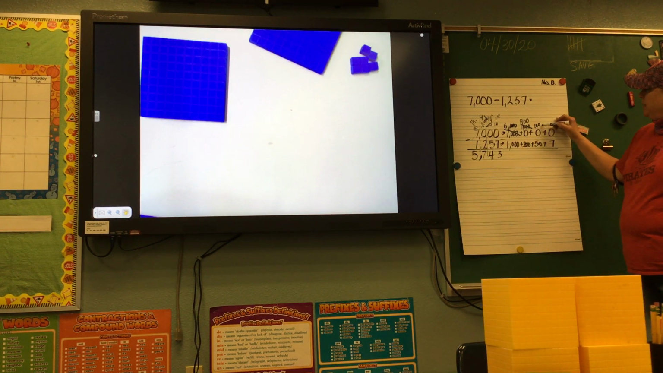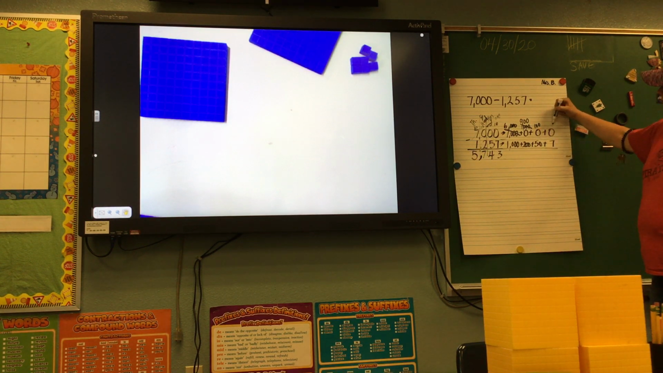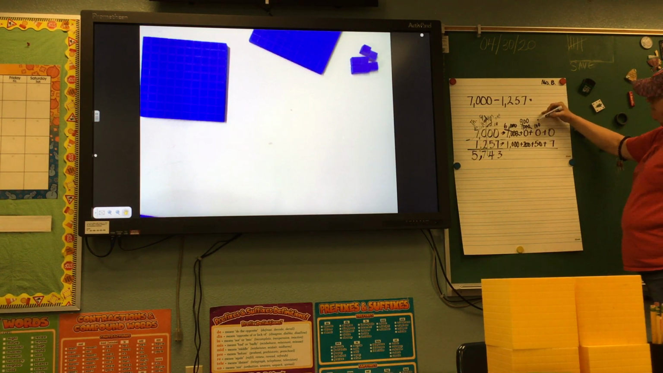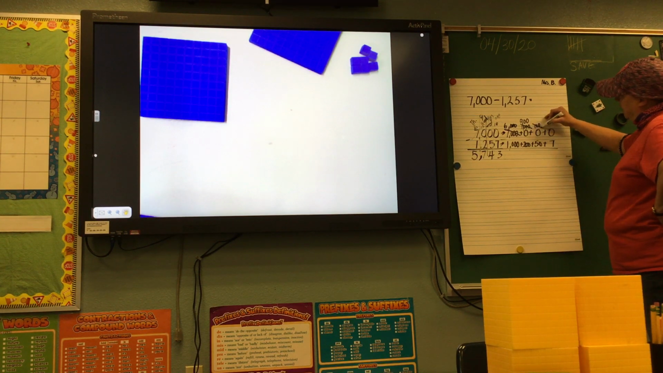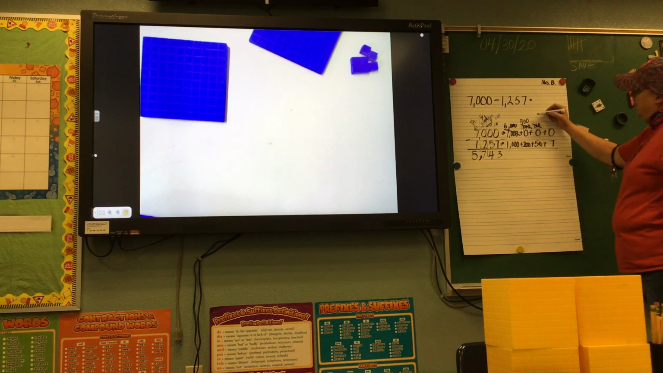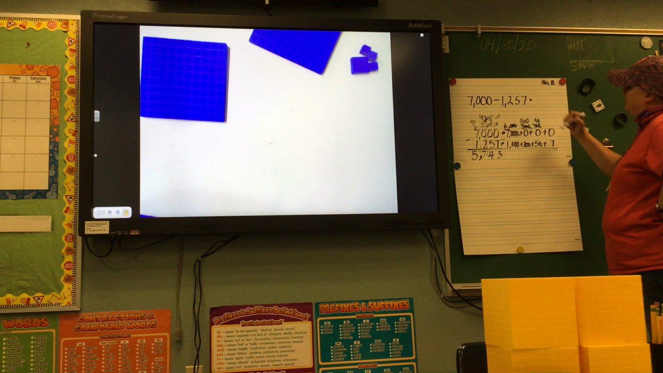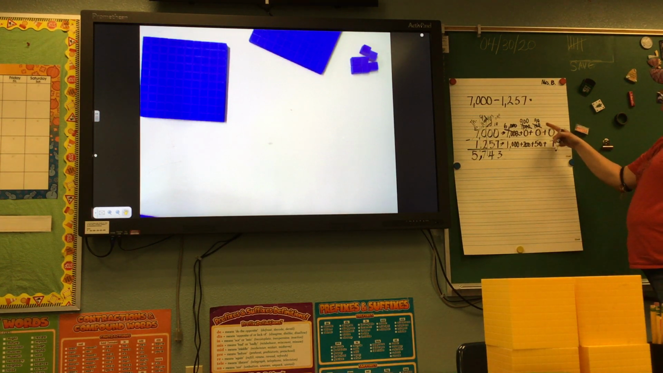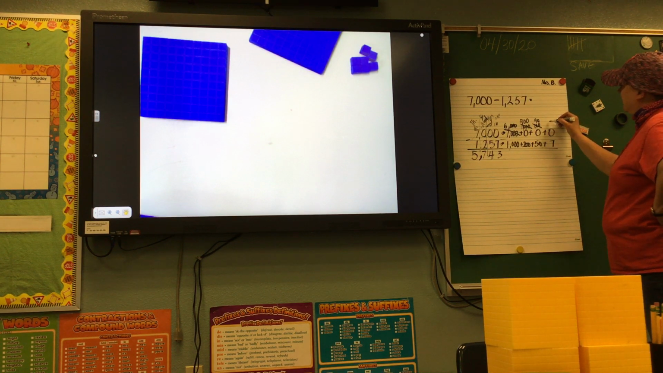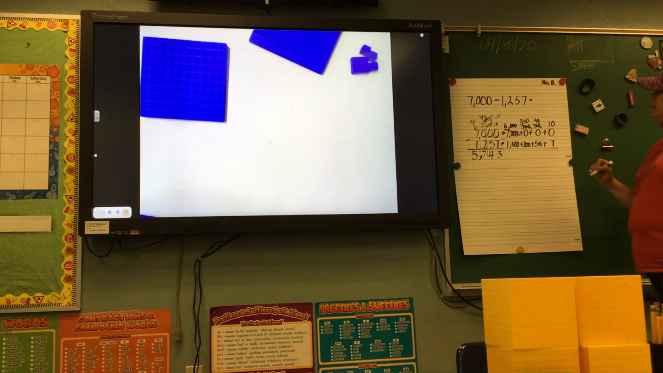Now I can do this, but I can't say 100 take away 50 yet because I haven't done my ones. Now I have enough 10 sticks, I have 100 of them, that I can cross this out and I can make this 9 10 sticks. I had 100 10 sticks, now I have 90, and I can say that I have 10 here.